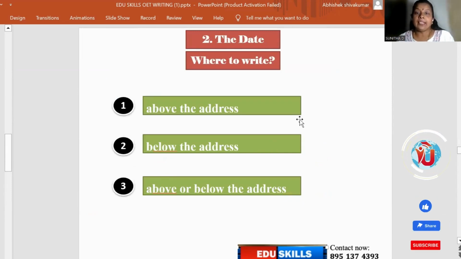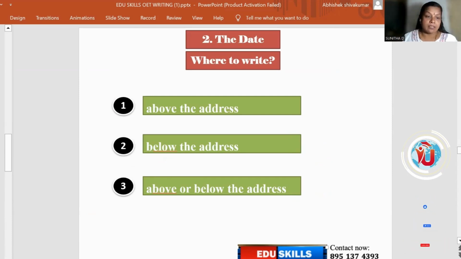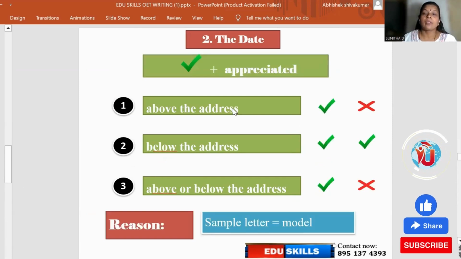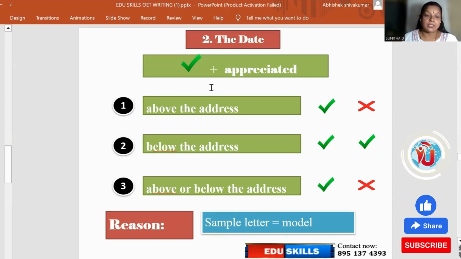Next step is the date: where to write the date. Above the address or below the address? Above the address is right, but it is not appreciated by the OET official. Below the address is right and appreciated. The reason is mentioned in the sample letters on the OET official website.